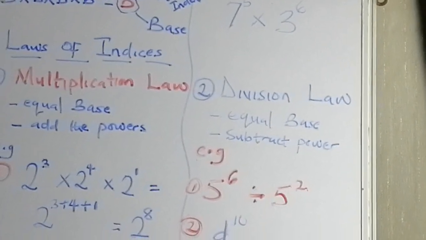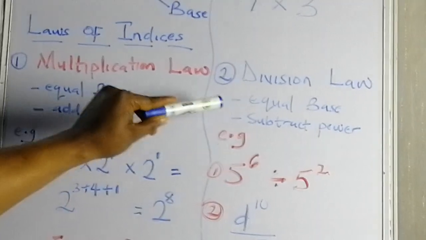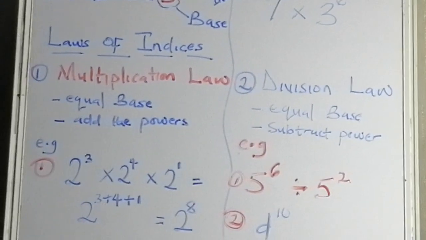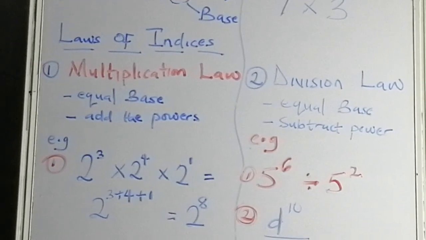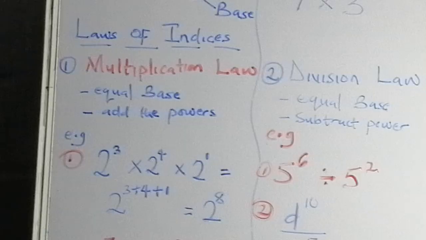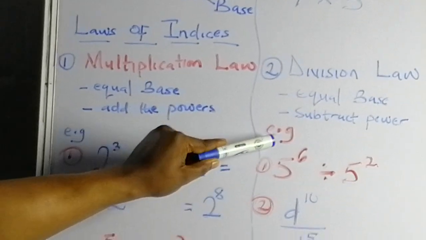Division law is very straightforward. The same thing applies here. You have equal base, and you do what? You subtract the power. So the only thing that is different between multiplication law and division law is that for multiplication law, you add the power, but for division law, you subtract the power. And I've given an example here.